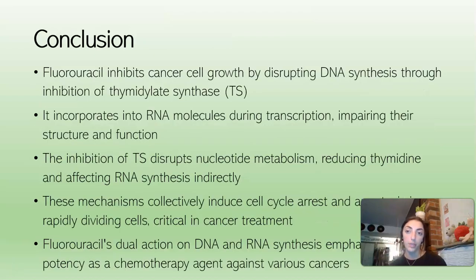So, in conclusion, fluorouracil is effective in inhibiting cancer cell growth by disrupting DNA synthesis through inhibition of TS. It incorporates into RNA molecules during transcription and impairs their structure and function. And that inhibition of TS disrupts nucleotide metabolism, reducing thymidine and affecting RNA synthesis indirectly. These mechanisms collectively induce cell cycle arrest and apoptosis in rapidly dividing cells, which is critical in cancer treatment since that targets the exact kind of cells that are involved in cancer.